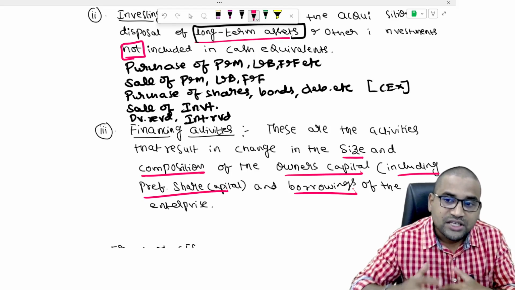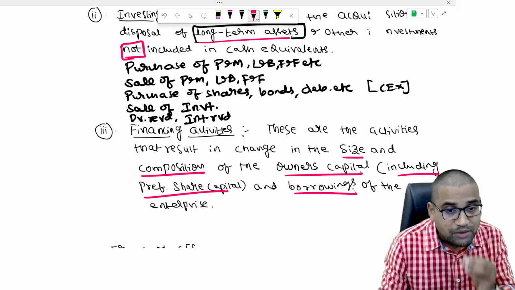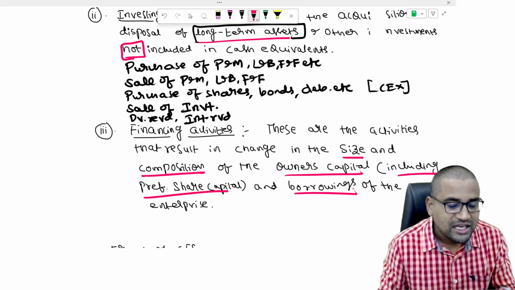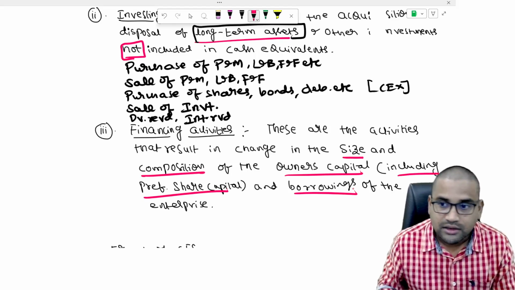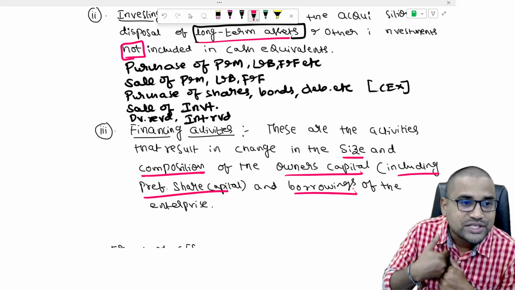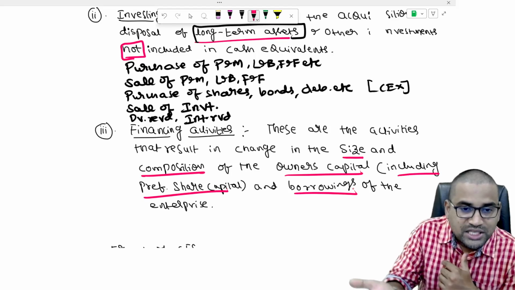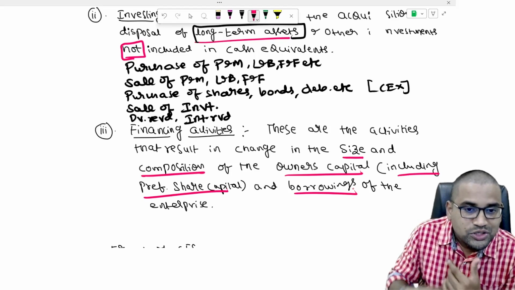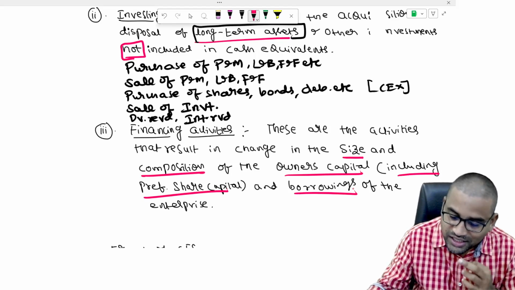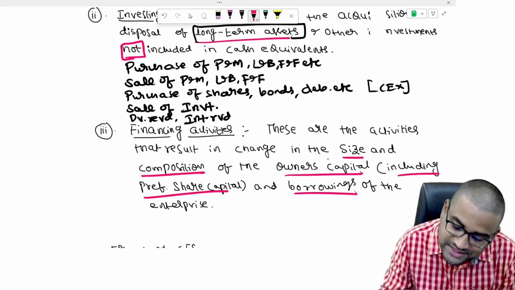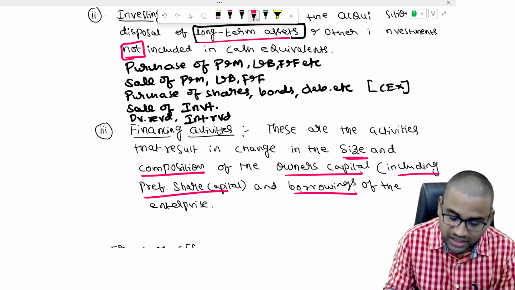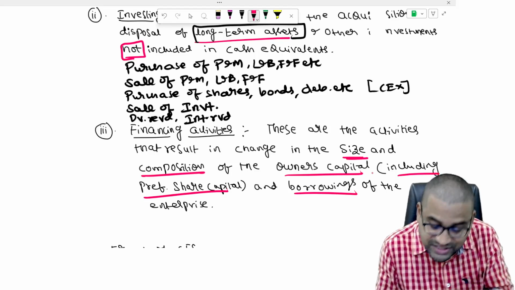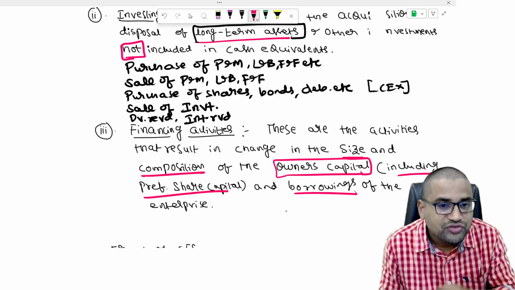Next, enterprises will definitely put their money somewhere. They will purchase assets, they will invest in shares, debentures. So that's why they are saying all that is investing activity, one category. The remaining thing is you get money from outside: you issue shares, you issue debentures, you take bank loans, borrowings. So any transaction, any activity that results in change in the size, meaning amount, and composition, meaning mix, of owner's capital. Any transaction which is changing the owner's capital, for example, issue of shares.